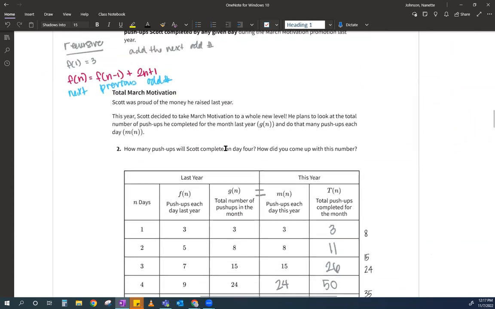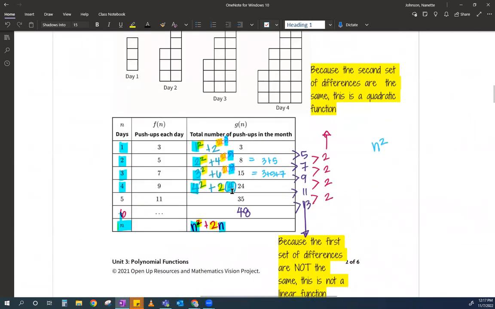Oh, actually, here, let's look here. This might be better. Here, the change here was plus 5, plus 7, plus 9, plus 11, plus 13. Where do you see these numbers? Where do you see these numbers here? Someone says, yeah, that's the push-ups per day. Good. This is what he did last year, right? So this turned out to be a quadratic function when the change is linear.